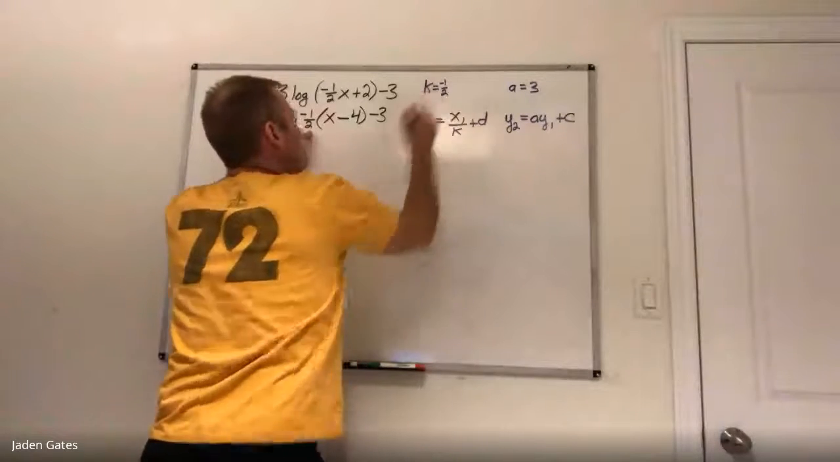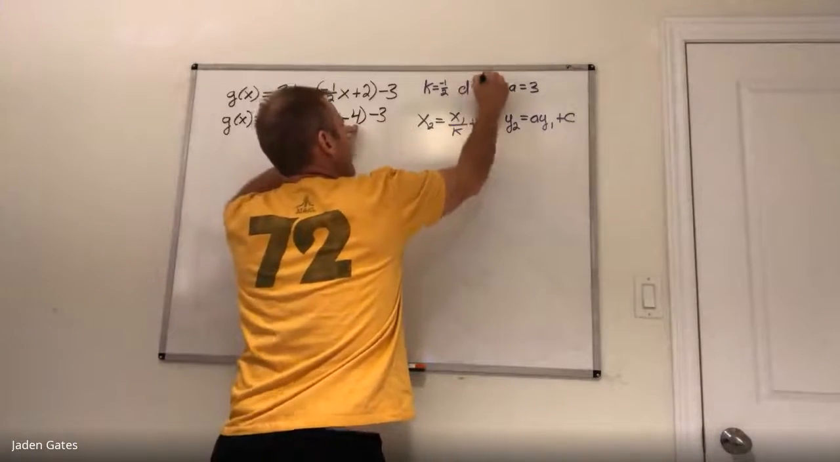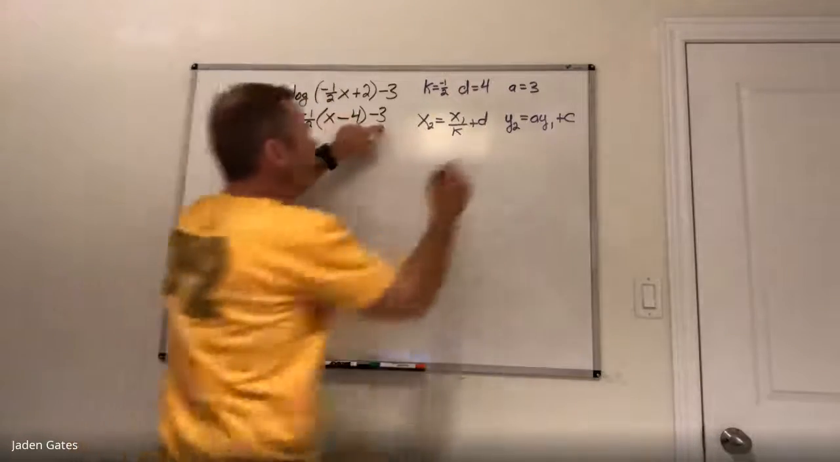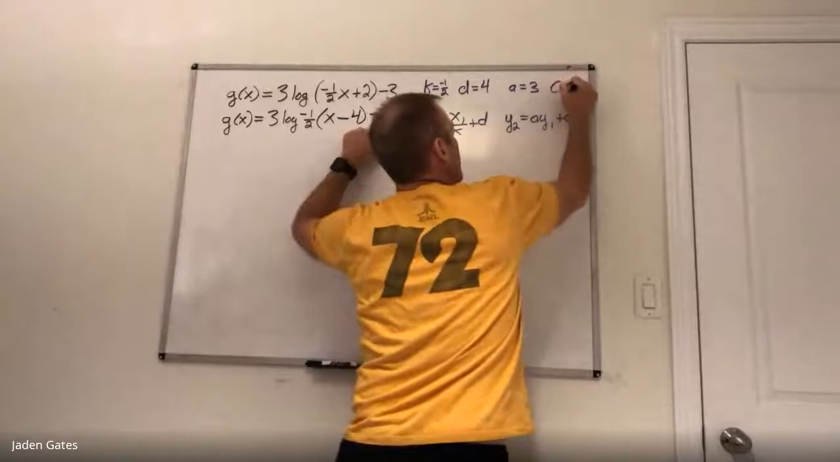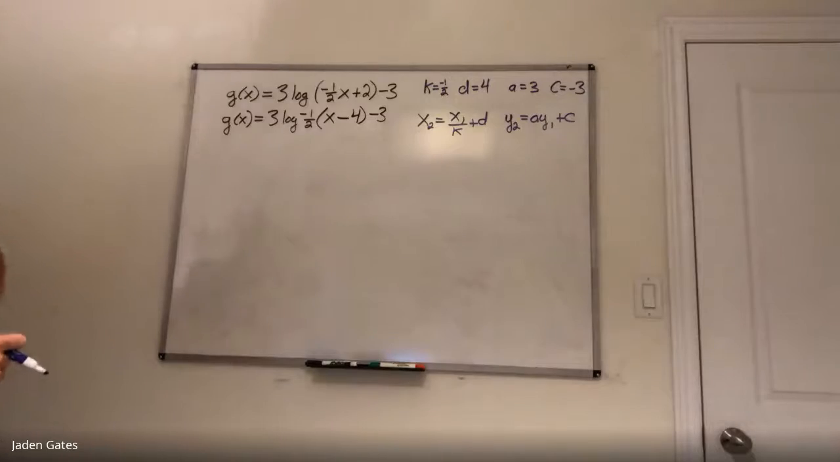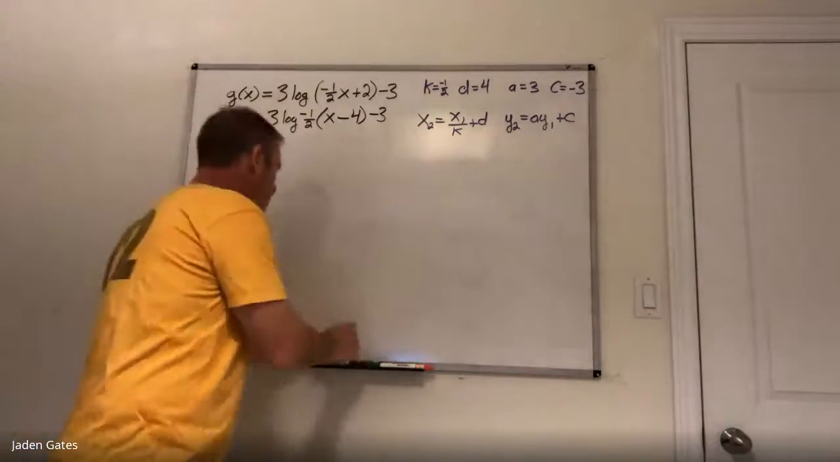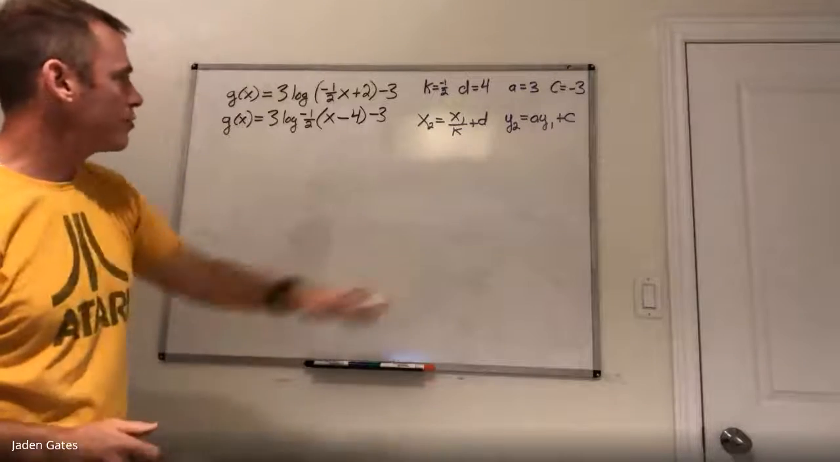Negative a half. My D is a 4. Again, that looks like the opposite. And then my C is negative 3. All right, so there's what we got. So now I'm going to substitute into those equations to simplify them so that I can go back to my chart and then do a graph.